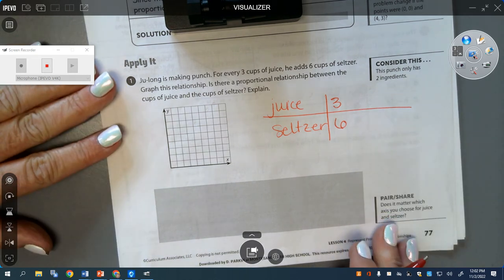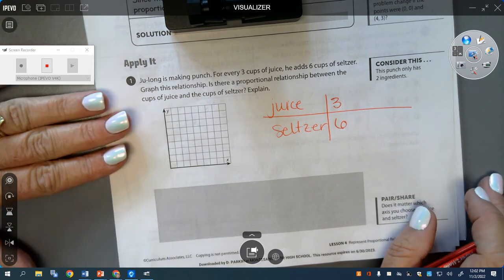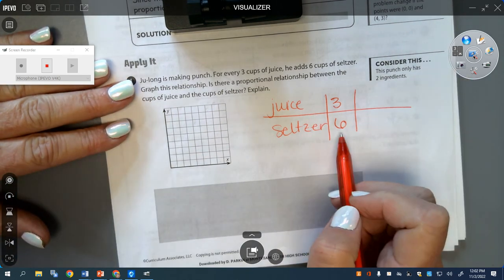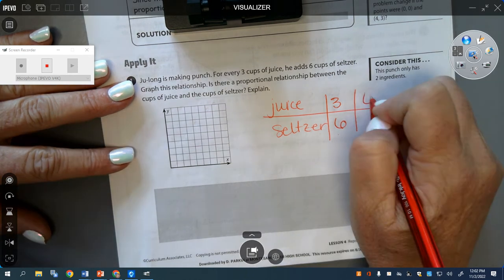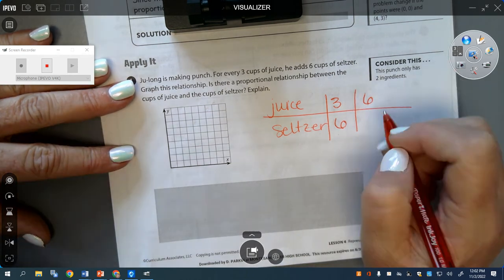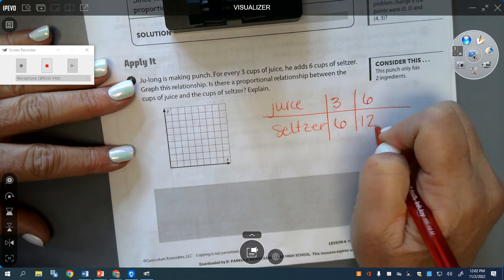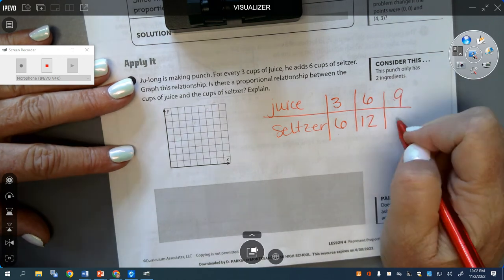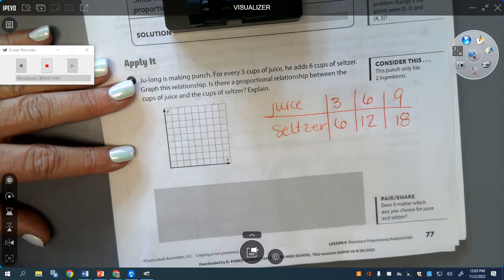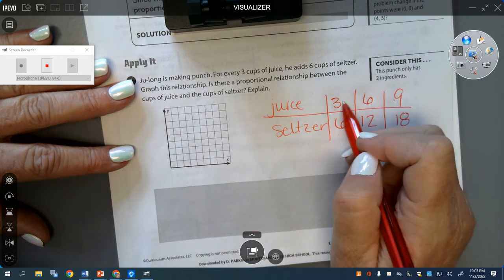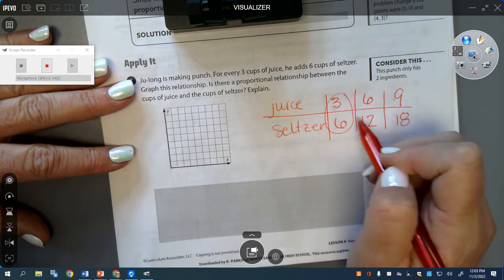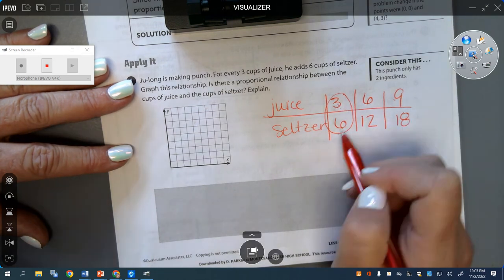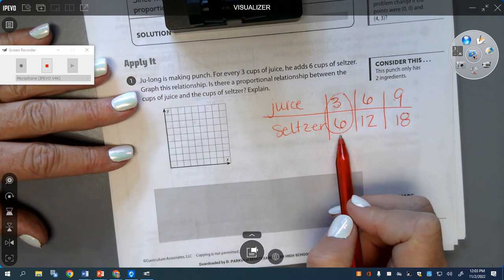So I strongly recommend that when you start a problem like this tomorrow, make a table. It will help you. So if I have 3 cups of juice and 6 cups of seltzer, I also could have 6 cups of juice, and to be in proportion, I would need 12 cups of seltzer. Or if I had 9 cups of juice, I would need 18 cups of seltzer. Here's why: 3 times 2 is 6, or 6 divided by 2 is 3. So my relationship is 2. The seltzer is 2 times the juice.